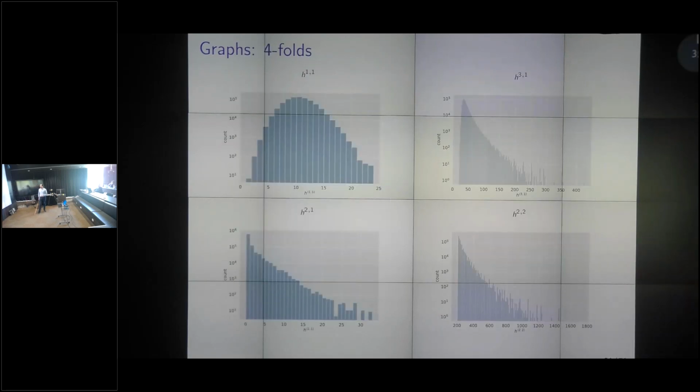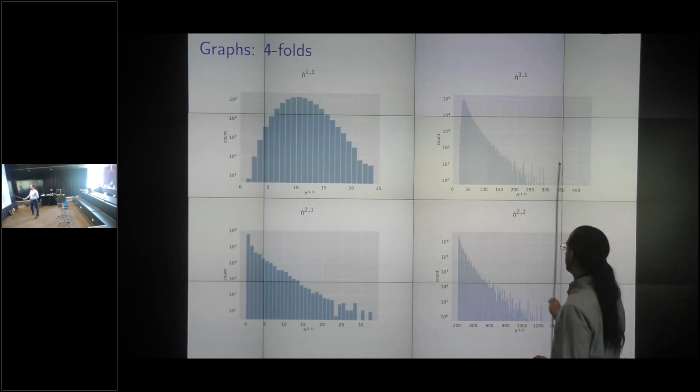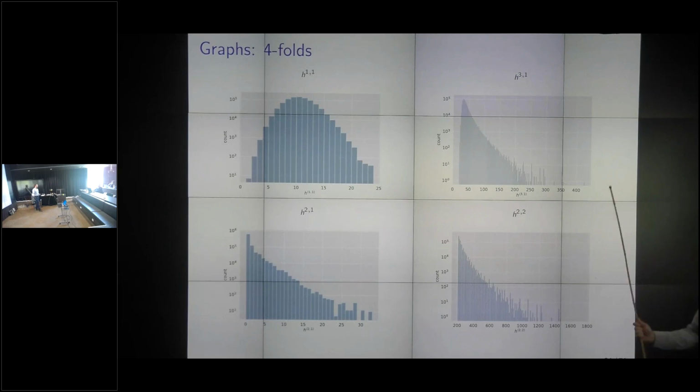For the 4-fold, we get this. Again, this one is quite simple. The others are not as simple. The main difference between the two is that in the first case, we have 8,000 points. Here we have almost 1 million. So obviously, if you do machine learning, the second will work better just because you have many more examples.